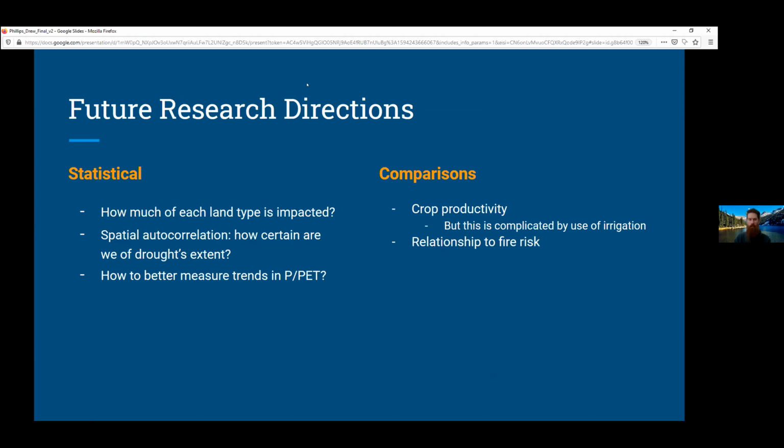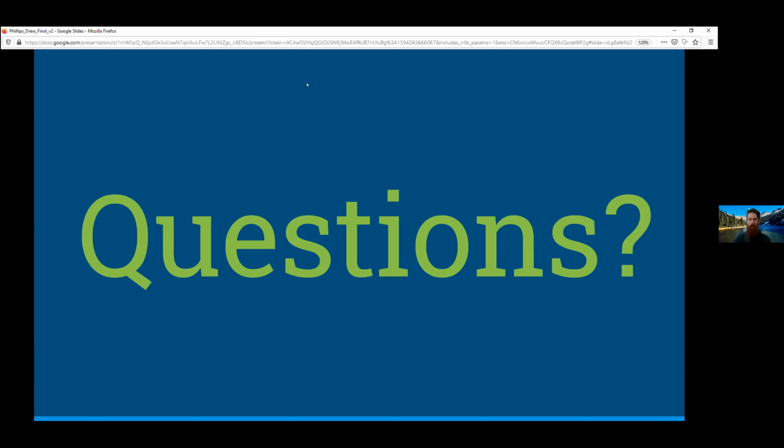I've got two rough research directions, divided into the categories of statistical and comparisons. For statistical, I really want to look at zonal statistics to find land use changes in droughted areas. And in terms of comparison, I'm really interested in seeing how droughted area relates to fires and fire risk. So with that, I'm going to end my presentation, say thank you, and open it up to questions.